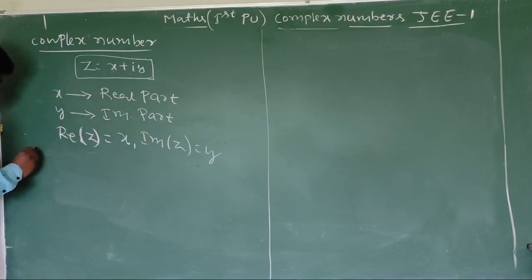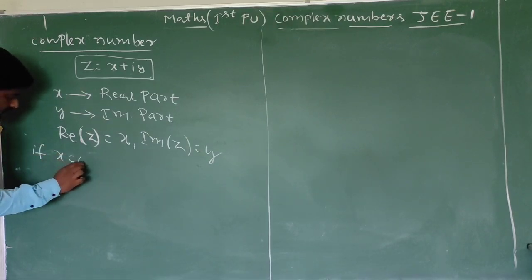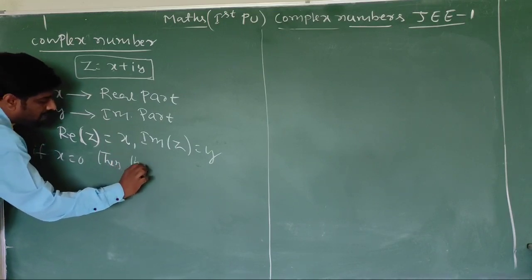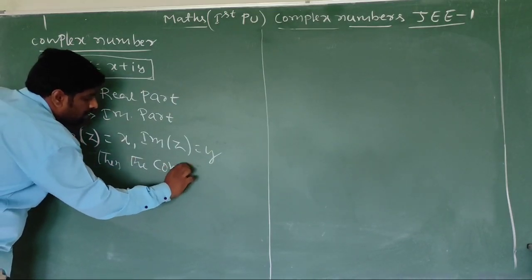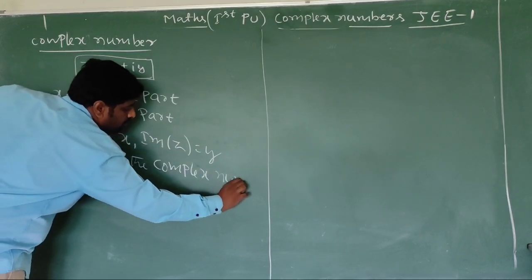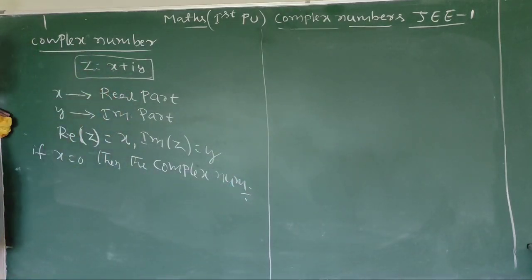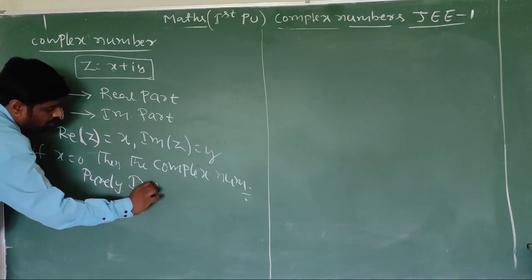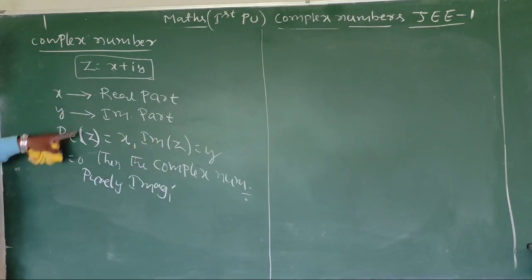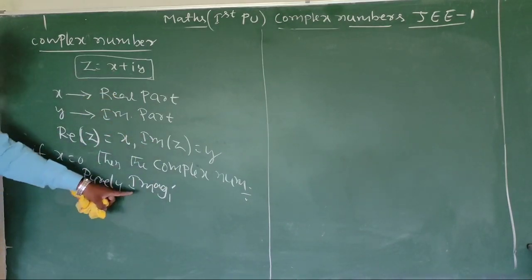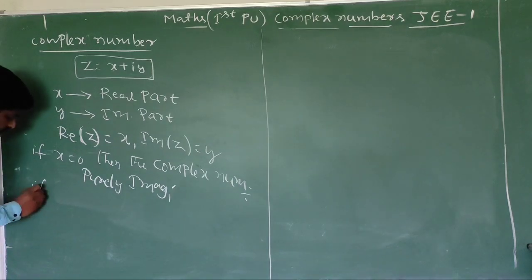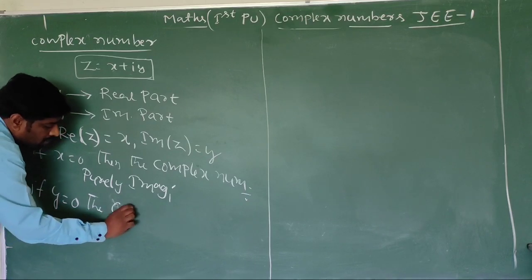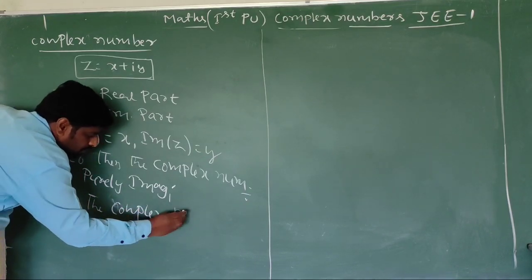Suppose if x is equal to 0, then the complex number is purely imaginary. So if x is equal to 0, then the complex number is purely imaginary. If y is equal to 0, the complex number is purely real.